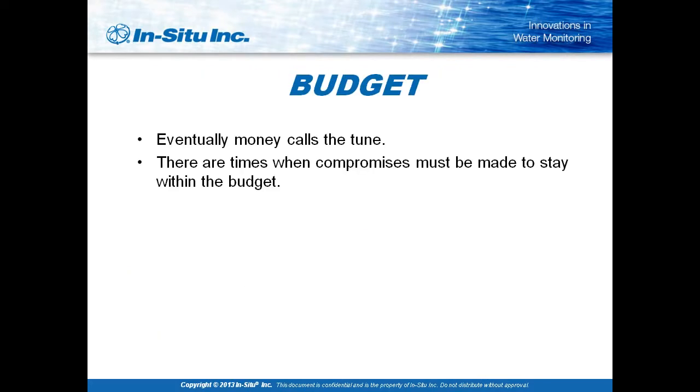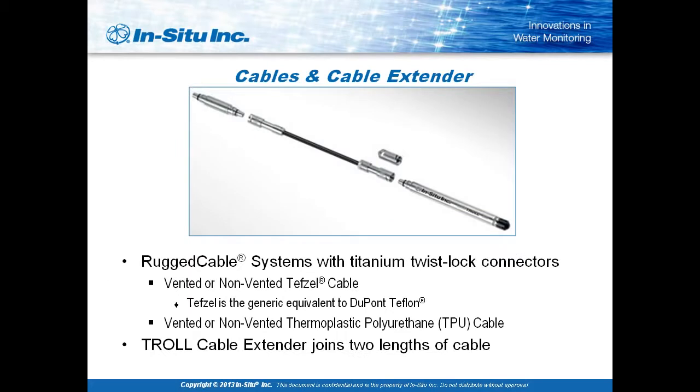Last but not least is budget. Eventually money always calls the tune, and so there are times when compromises must be made to stay within that budget. We talked about one of those earlier, on the project down in Arizona, where maybe we wanted to use a gauge sensor, but money said, I really don't want to spend all that money on cable. And so as a result, that compromise was made.